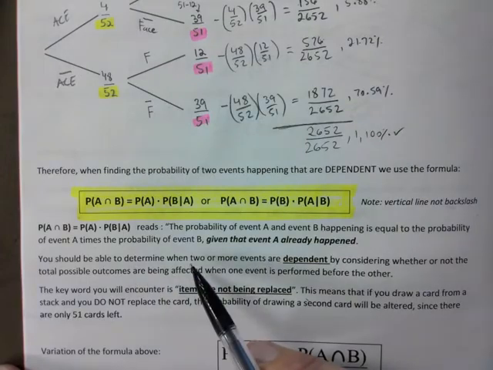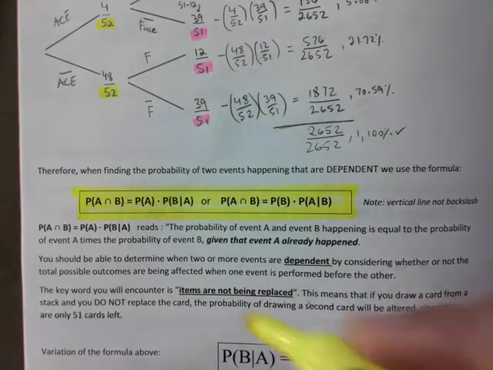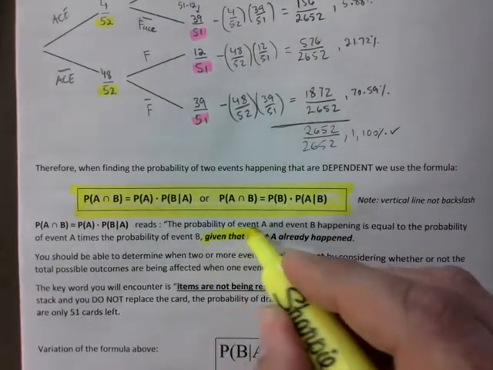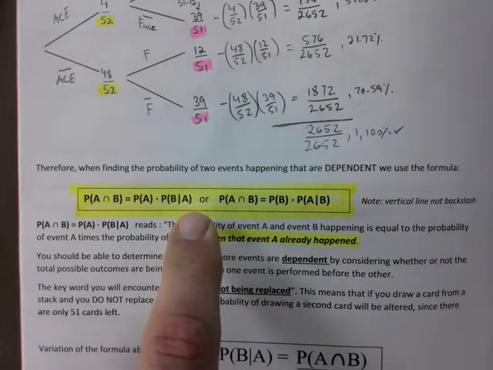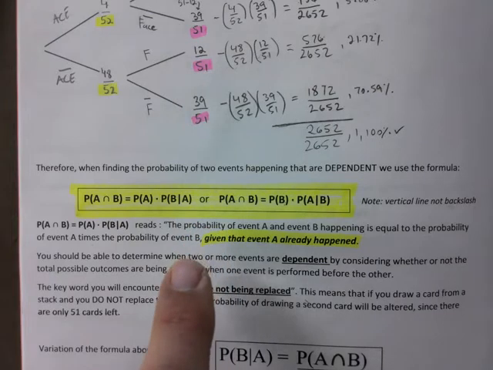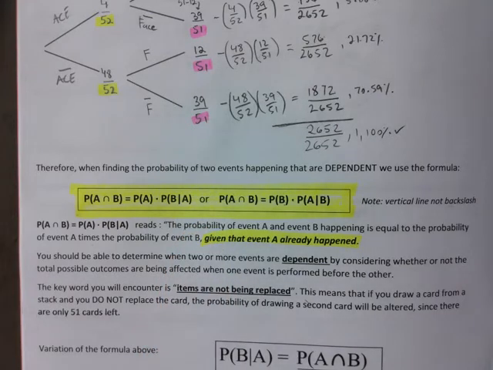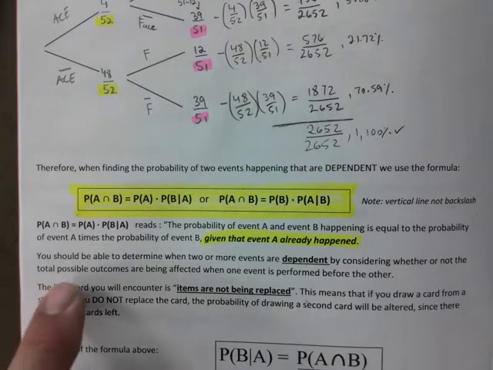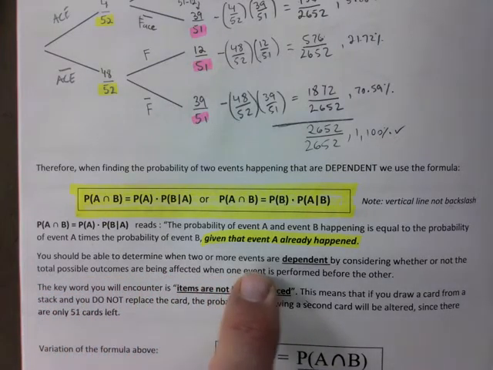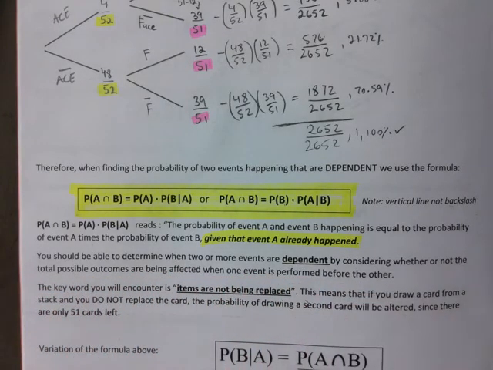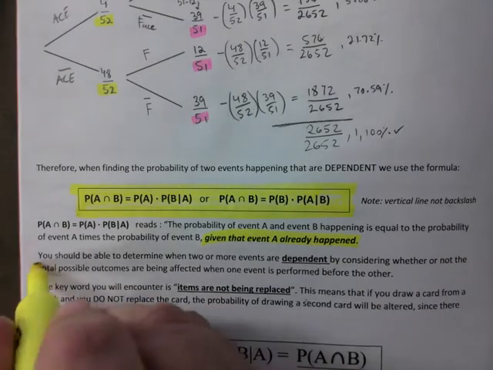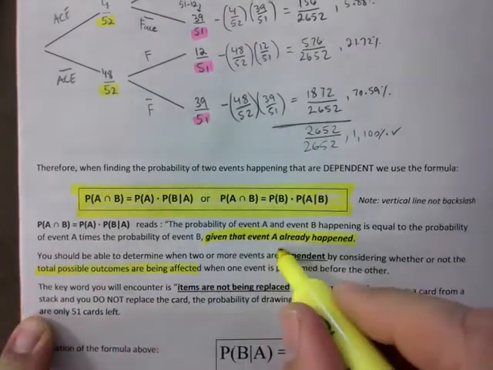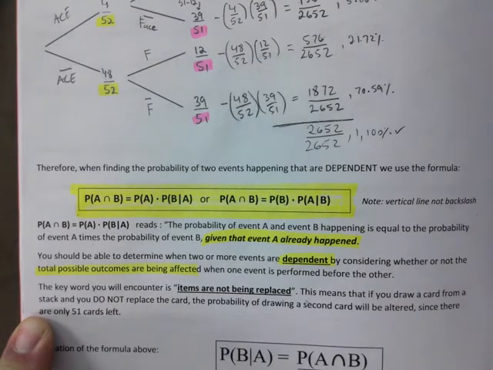You should be able to determine, right? How about this? Given that A already happened. We use this when you clearly can tell that the first event affects the second. You should be able to determine when 2 or more events are dependent by considering whether or not the total possible outcomes are being affected, right? Total possible outcomes are being affected. That's when you know 2 events are dependent.